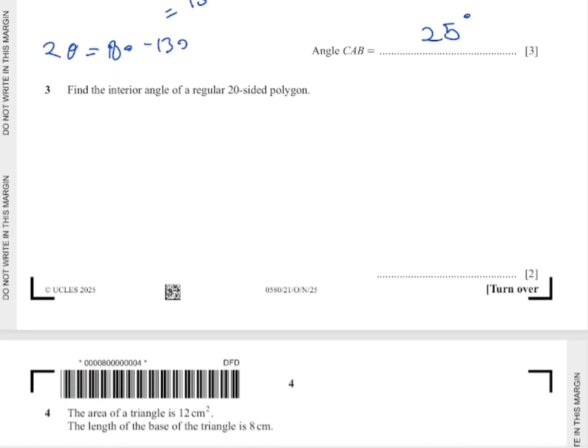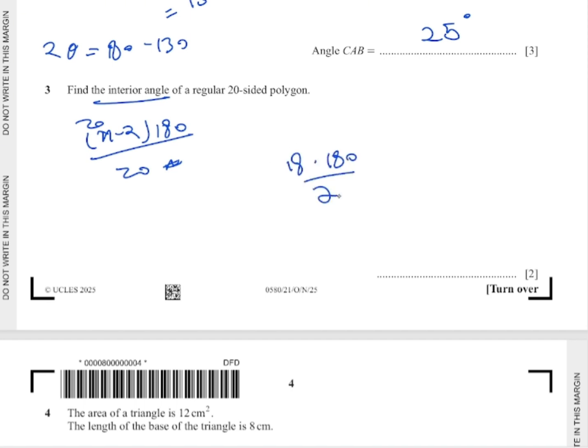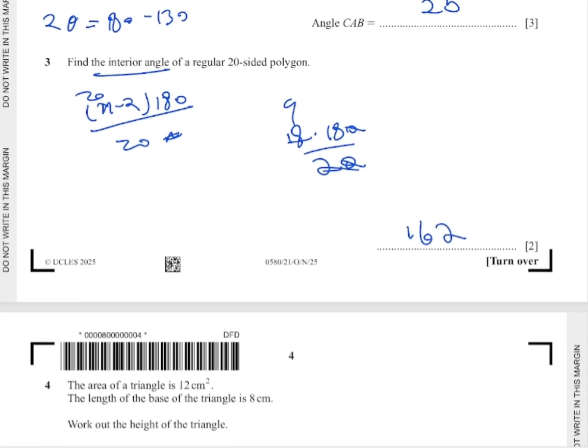Question 3. Find the interior angle of a regular 20-sided polygon. So we know that the sum of interior angles is n minus 2 times 180. Since it wants one interior angle, we divide by n. Now n is 20, so 20 minus 2 times 180 over 20, which is 18 times 180 over 20. We can take out the 10 and the 2, which makes it 9 times 18, which is 162.